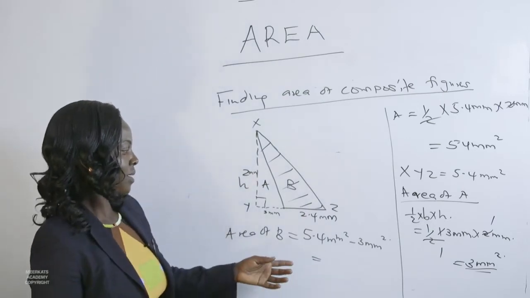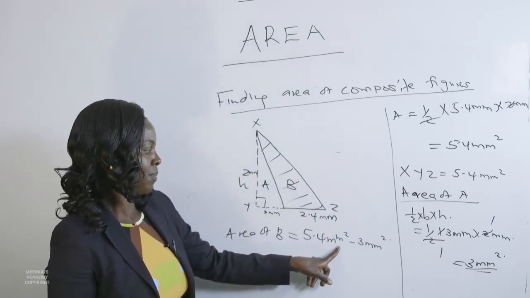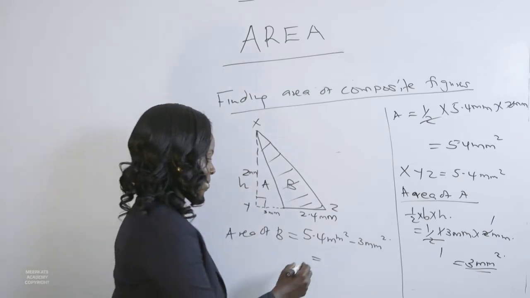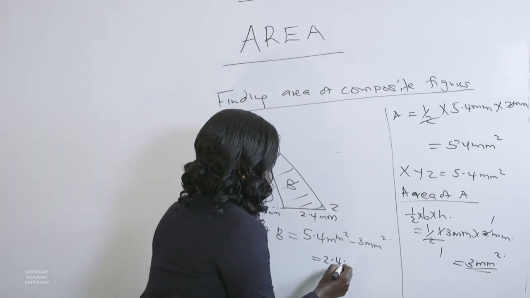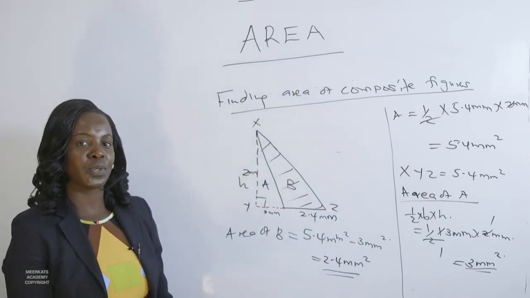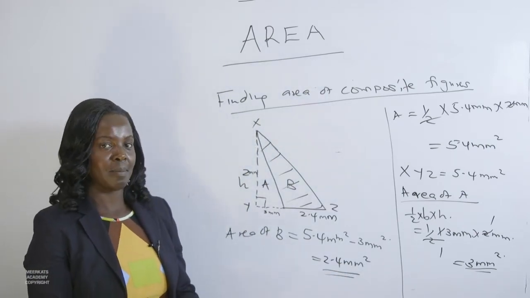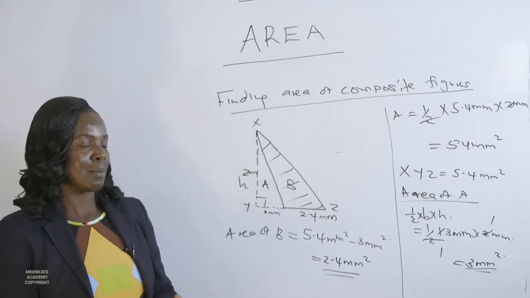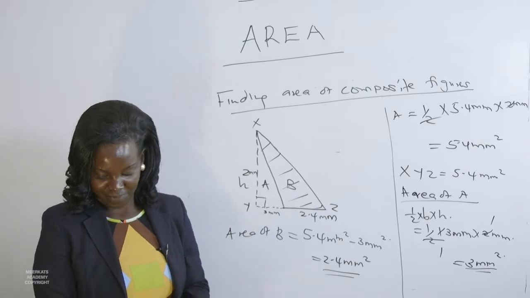So the area of B is 5.4 square millimeters minus 3 square millimeters. And that will give us 2.4 square millimeters. This is calculating the area of a composite shape by subtraction.